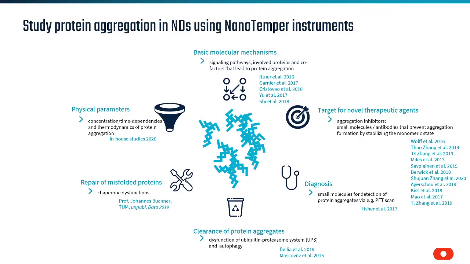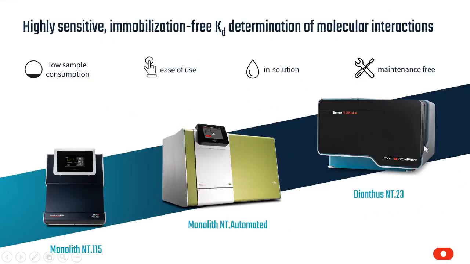Okay, I hope I could show you a bit how protein aggregation in neurodegenerative diseases can be studied using our instruments. Apart from the studies of the physical parameters that I've just shown you, you can find many publications out there where scientists, for example, have used our instruments to look into the basic molecular mechanisms of protein aggregation. Also, currently, there are a lot of people interested in finding new therapeutic agents, such as aggregation inhibitors, that would be molecules like small molecules or antibodies that can prevent aggregation from happening. But then there are also other applications like those in diagnosis, in the clearance of protein aggregates, or the repair of misfolded proteins.